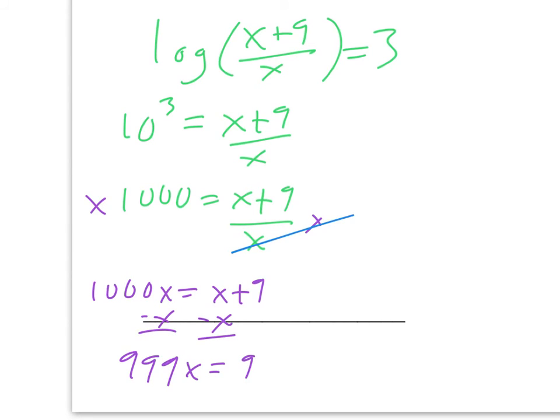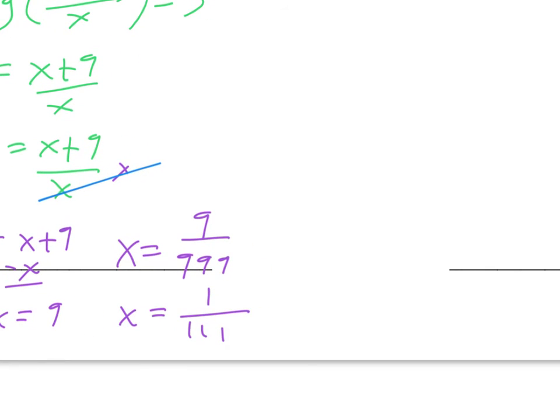And so we divide by 999. And we get x equals 9 over 999, which of course reduces by a factor of 9. It's 1 over 111, which again would be the exact answer. If it does ask for the rounded answer, I would go ahead and provide it anyway. 0.0090 if we go 4 decimal places.